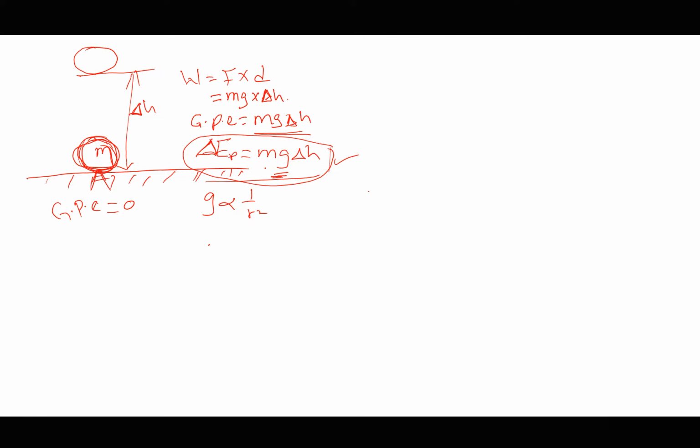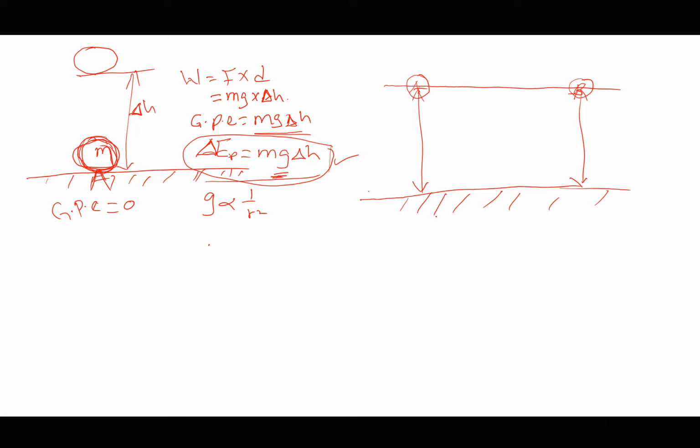Here we have looked at one object. Let's consider two objects, both above the Earth's surface. One object is here and another object is at this point here. This is object A and this is object B. These two objects are at the same level, that means they are at the same height from the Earth's surface. Therefore, they have the same gravitational potential energy. So A and B will have the same gravitational potential energy with the Earth's surface as the reference point.